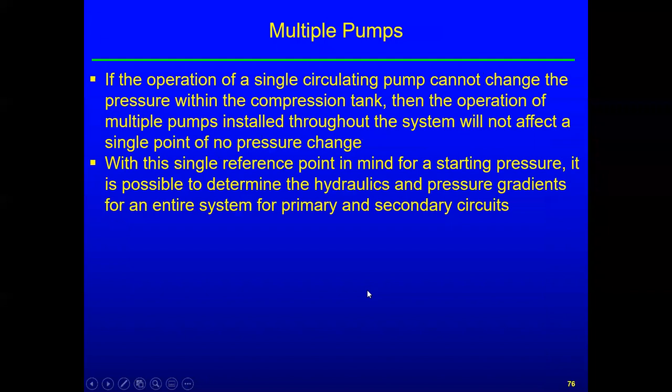Well, what if you have multiple pumps? Well, so the comments here, if the operation of a single circulating pump cannot change the pressure within the compression tank, then the operation of multiple pumps installed throughout the system will not affect a single point of no pressure change. So that doesn't matter. With this single reference point in mind for a starting pressure, it's possible to determine the hydraulics and pressure gradients for an entire system for primary secondary circuits. So knowing that that pressure is constant at that point of no pressure change is a big deal as you work your way around the system and want to know what the pressures are at different points.